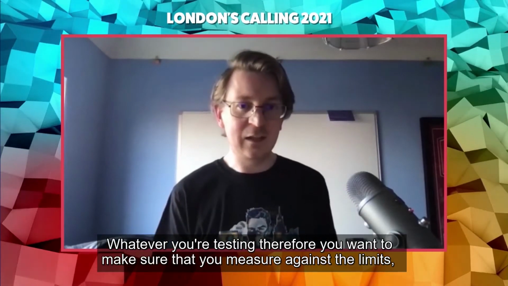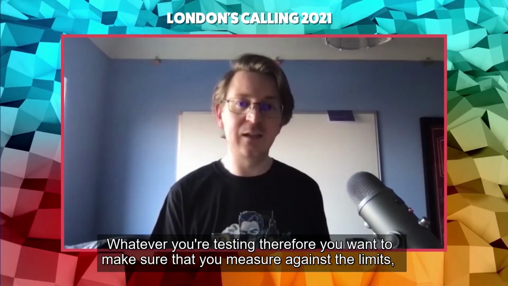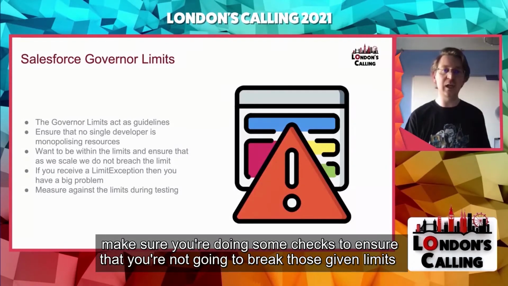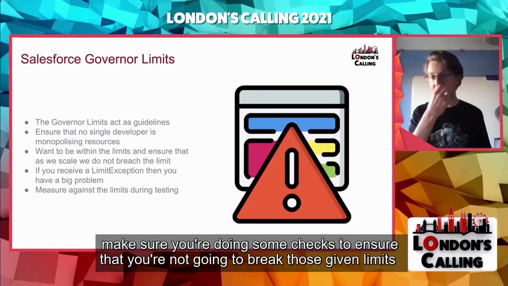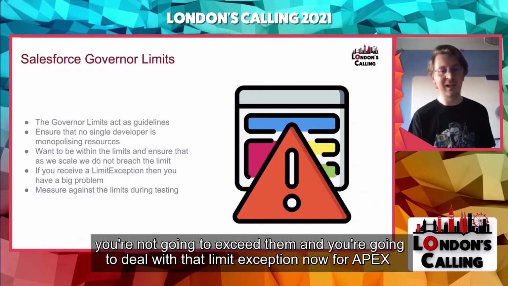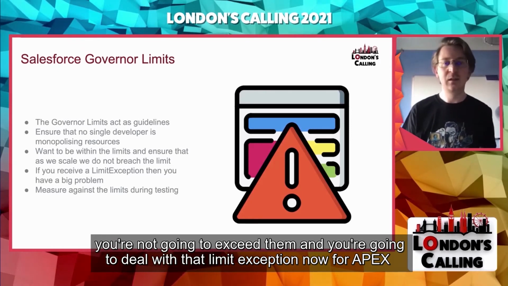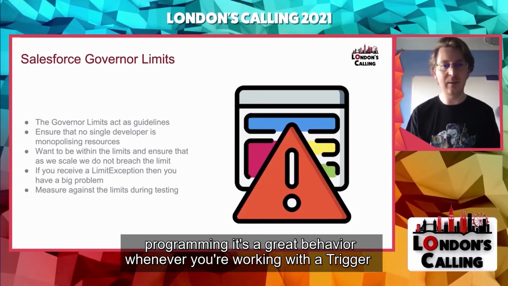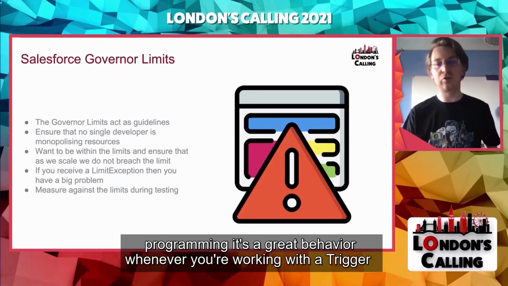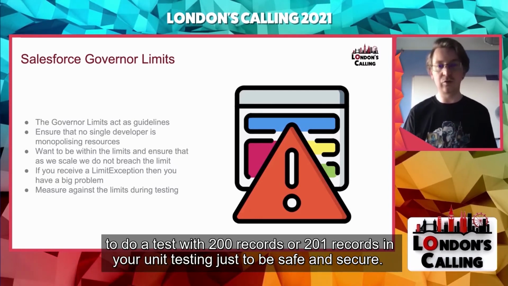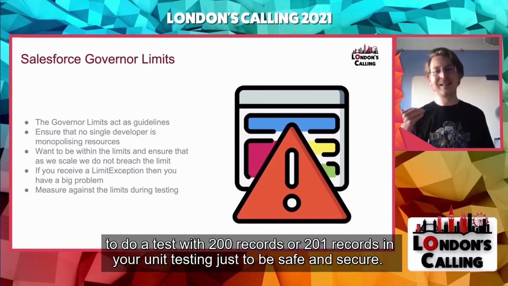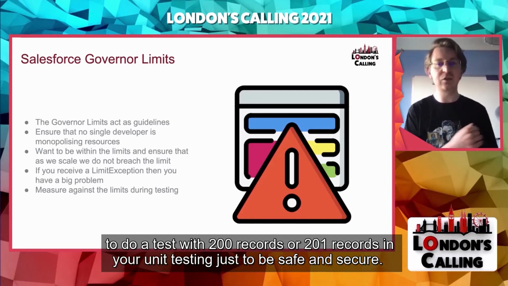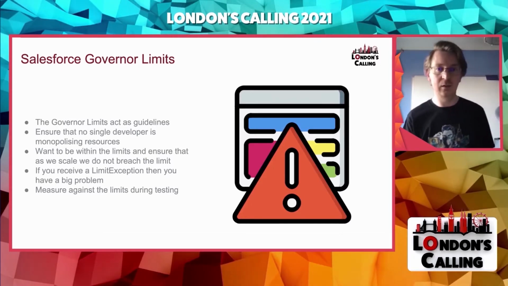Whenever you're testing, therefore, you want to make sure that you measure against the limits. Make sure you're doing some checks to ensure that you're not going to break those governor limits, you're not going to exceed them, and you're going to deal with that limit exception. Now, for Apex programming, it's a great behavior whenever you're working with a trigger to do a test with 200 records or 201 records in your unit testing, just to be safe and secure. Okay.